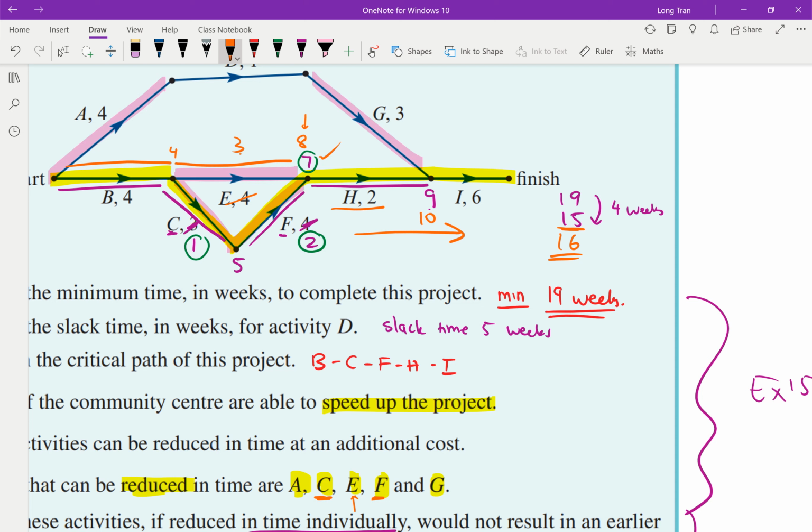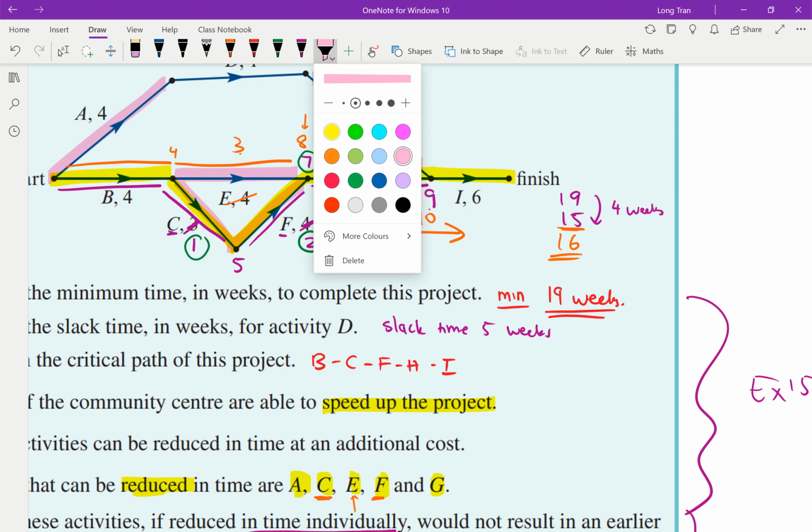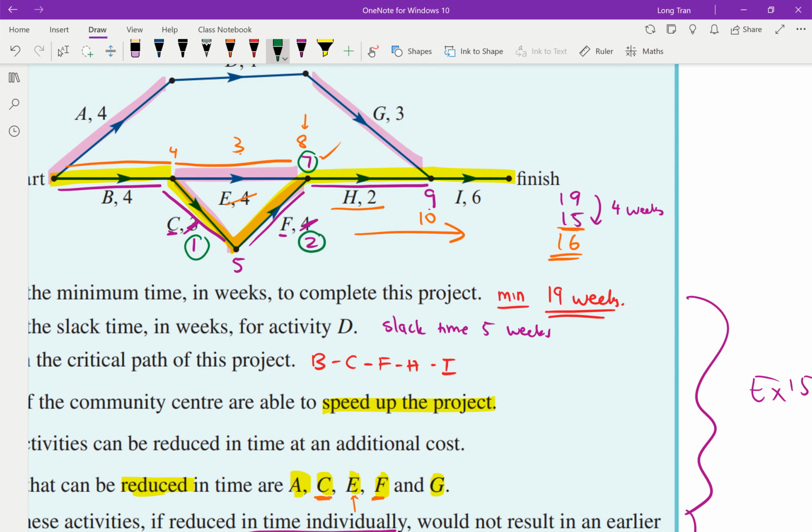Your question might be, in this case here, why didn't I reduce it down to 2? Right, because I can reduce E by 2, right? So why didn't I reduce from 4 weeks down to 2 weeks? Because if I did that, see, there's no point. 4 plus 2 is 6, but 6 is smaller than 7. I will still need 7 weeks for these guys to finish. Then H will still continue, and it'll still be 9 weeks, plus the 6 weeks is still 15. So I just spent money reducing E down to 2 for nothing.